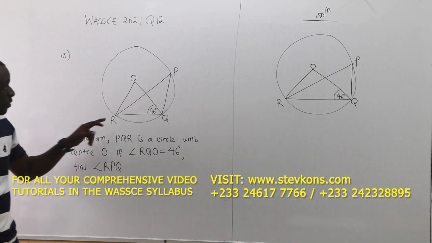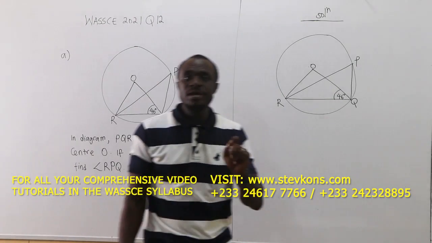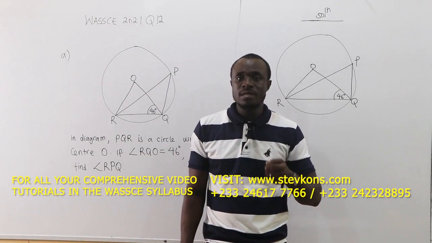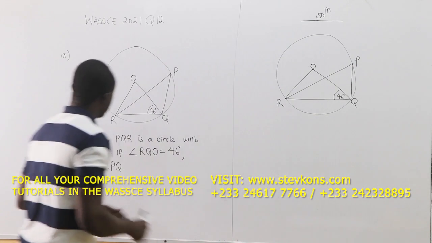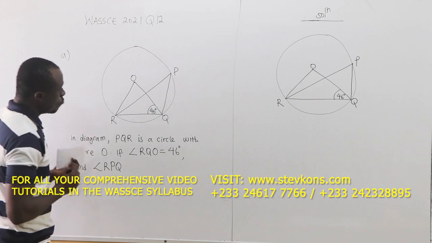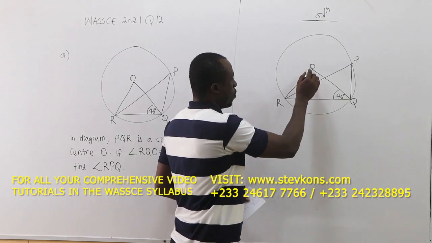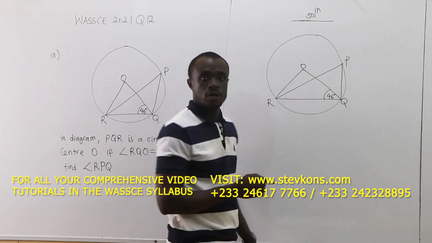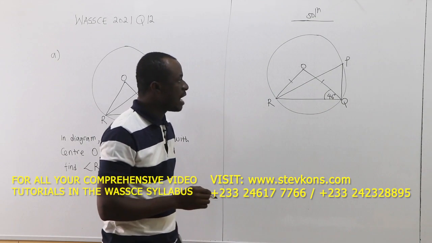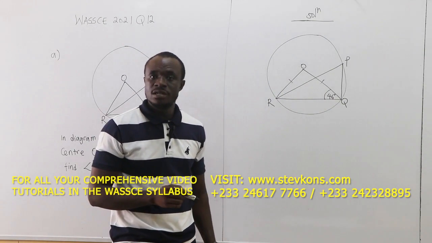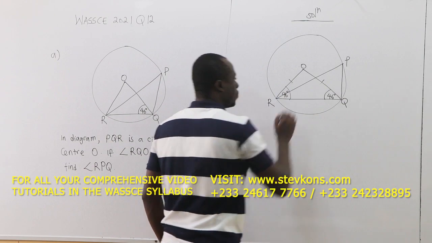Now, we know the center circumference relationship. The angle a chord makes at the center is twice the angle that it makes at the circumference. Now, clearly, this is the center. So that's what I've drawn over here. Now, OR is the same as OQ, that's radius. So this is the same as this. Clearly, ROQ forms an isosceles triangle. So if this is 46, the angle here is also 46 degrees.